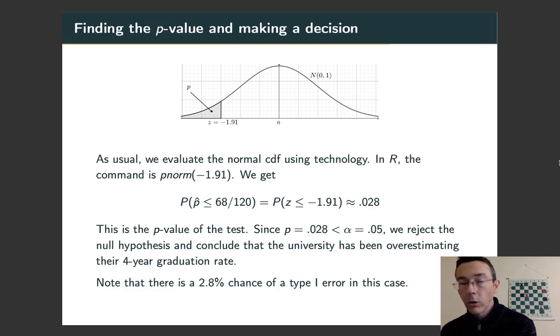That p-value of 0.028 is less than the alpha that we set of 0.05, and therefore we reject the null hypothesis and conclude that the university has indeed overestimated their 4-year graduation rate. Now, of course, we recognize there is a possibility that we're wrong about that. Specifically, there's a 2.8% chance that there's a type 1 error. That p-value of 0.028 specifically represents the probability of getting a result this extreme or more extreme just by random chance. That's specifically when we have that type 1 error, a false positive.